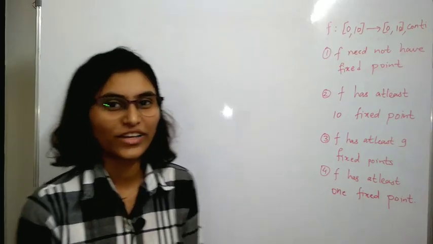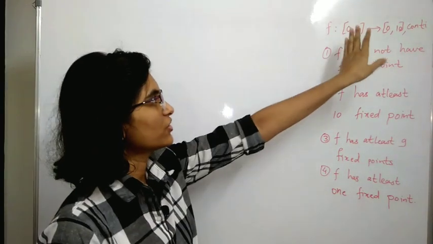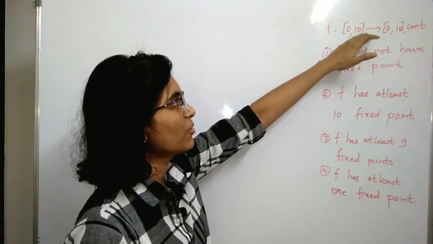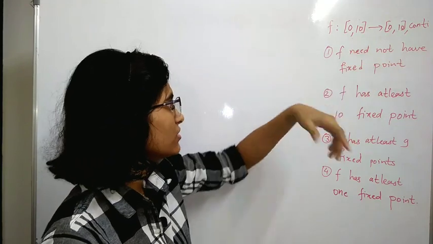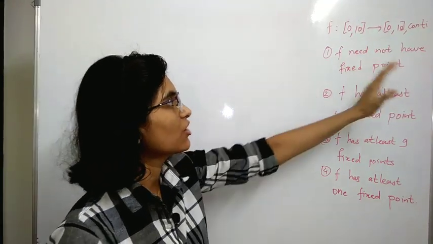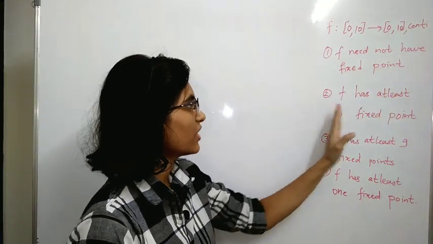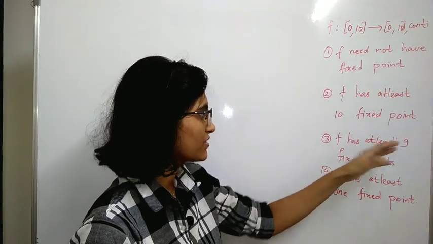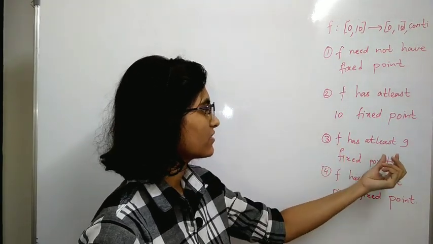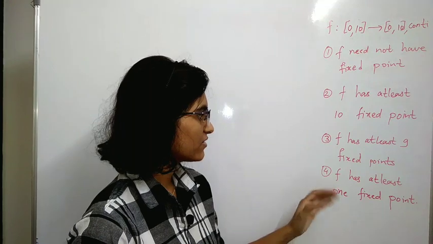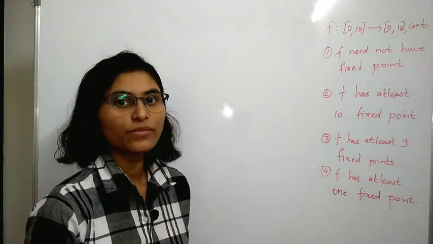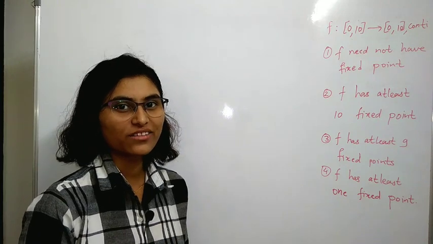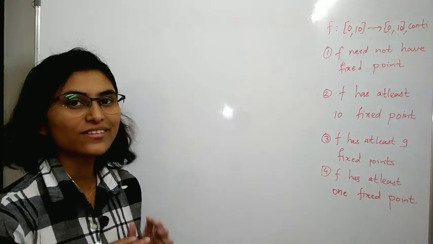Let us solve the next question. We are given a function from the closed interval 0, 10 to the closed interval 0, 10 which is a continuous function. The first option is f need not have a fixed point, the second is f has at least 10 fixed points, the third is f has at least 9 fixed points, and the last is f has at least 1 fixed point. We can answer this question by using a theorem called the fixed point theorem. So what is the theorem?